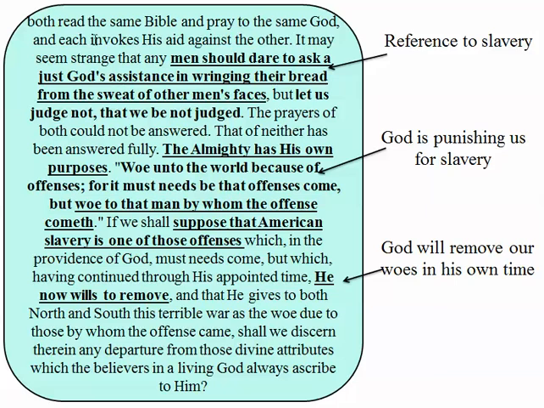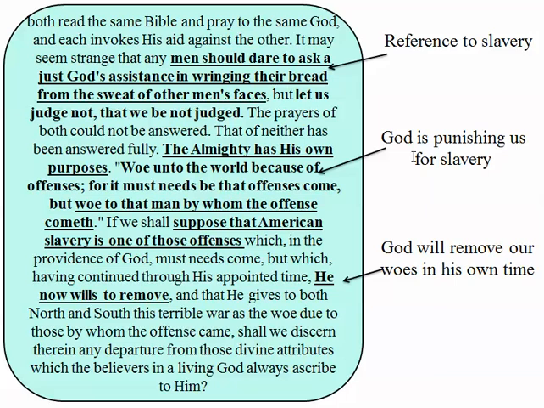"Both," talking about North and South, "read the same Bible and pray to the same God, and each invokes his aid against the other. It may seem strange that any man should dare to ask a just God's assistance in wringing their bread from the sweat of other men's faces." Here's the reference to slavery. "But let us judge not, that we be not judged. The prayers of both could not be answered. That of neither has been answered fully. The Almighty has his own purposes. Woe unto the world because of offenses, for it must needs be that offenses come, but woe to that man by whom the offense cometh."